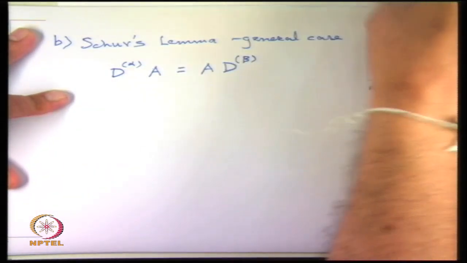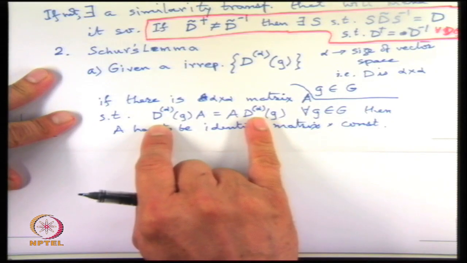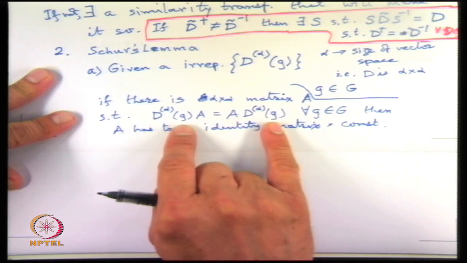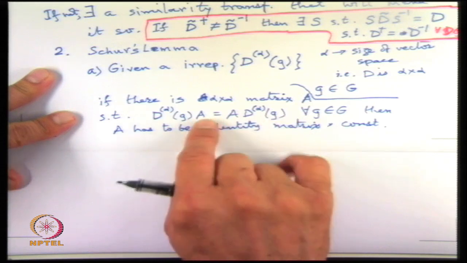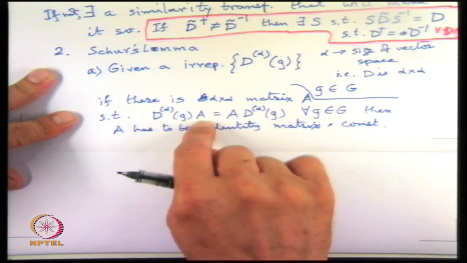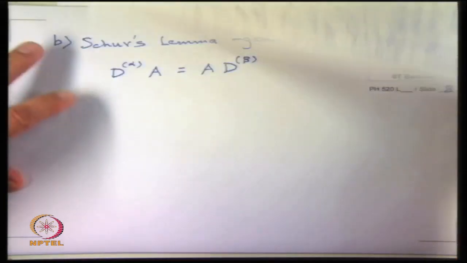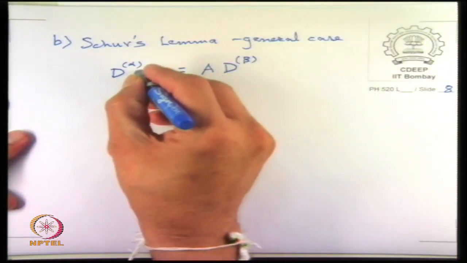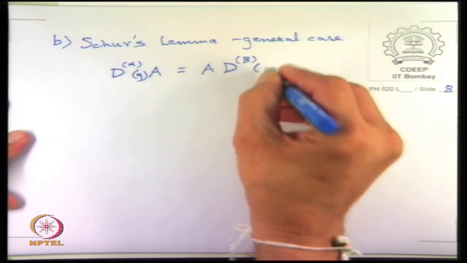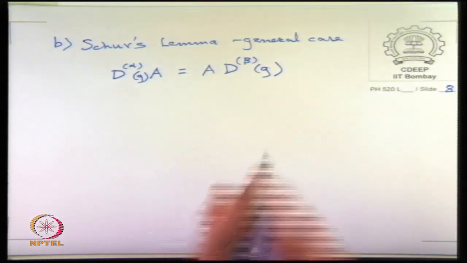So here remember I said you have a given representation D alpha, and I find that given a particular group element G, its representation matrix D is such that A commutes with it, and then this A commutes with all the representation matrices in that particular representation. Now this more general thing says, suppose I have two different representations, okay, D alpha and D beta, and there is a matrix A satisfying this for all G.